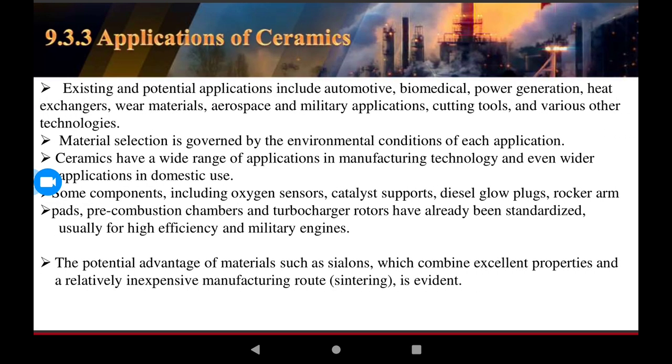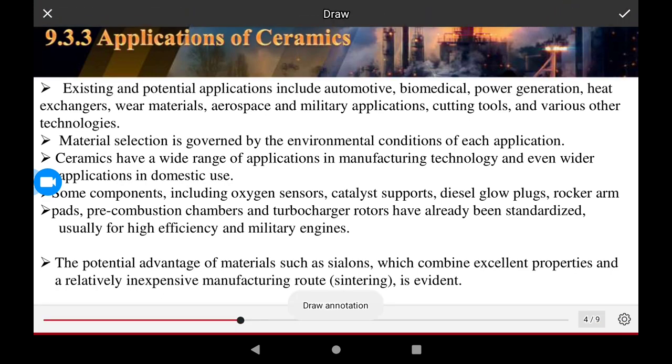The existing and potential applications of ceramics include automotive, biomedical, power generation, heat exchangers, wear materials, aerospace and military applications, cutting tools and various other technologies. In material selection, the environmental conditions of each application are governing. Ceramics have a wide range of applications in manufacturing technology and an even wider range in domestic applications.